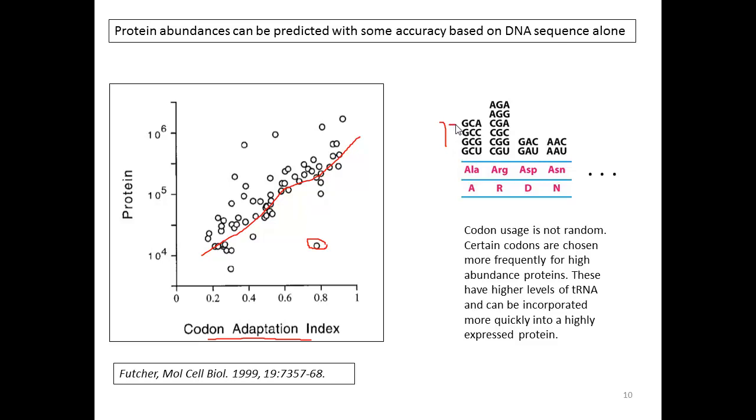For the sake of argument, let's say that this is the codon used in the most abundant protein and this is the codon used in the rarest or least abundant proteins. That would imply that this one is going to get used much more frequently, and so you might expect that there are higher levels of that tRNA so that it could be incorporated more quickly into a growing polypeptide, allowing the cell to make more of that abundant protein.